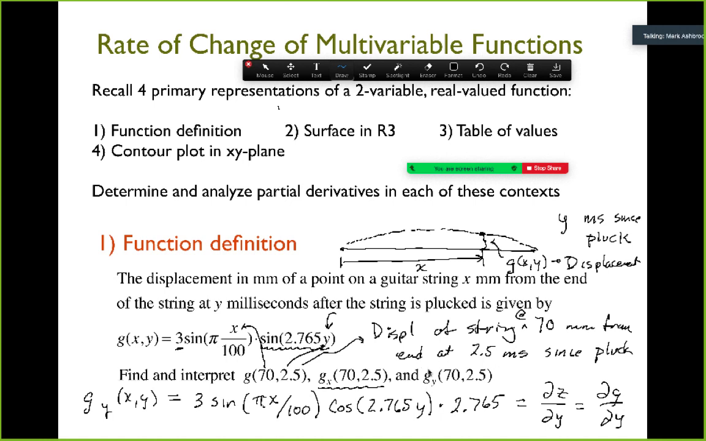This notation is a particular value of that we can interpret, and we will in a second. If you want to find the value of that, you simply put 70 in for x, 2.5 in for y, crank it out. If you're going to do that, make sure your calculator is set to radians. These sine and cosines are all expecting radian measure angles. Okay, questions on finding the two partial derivatives for this function? Any questions on that?